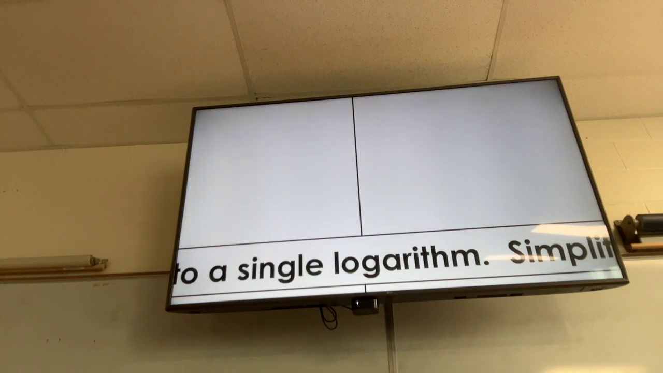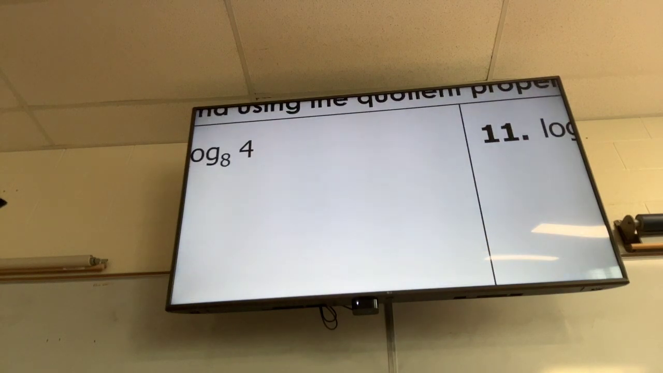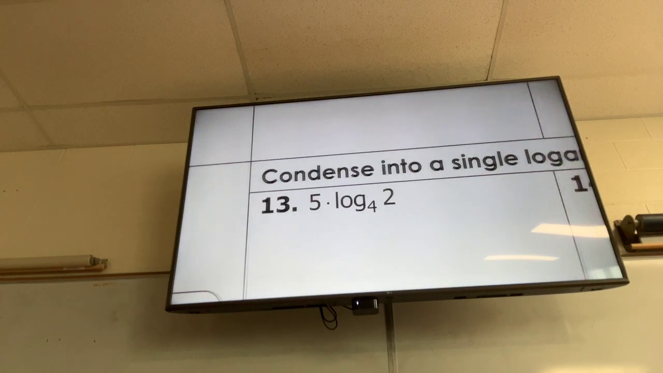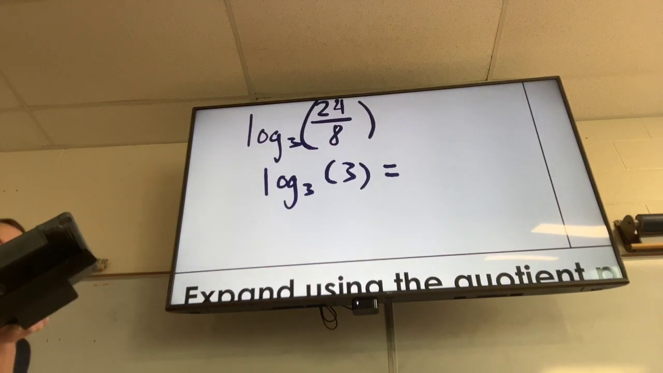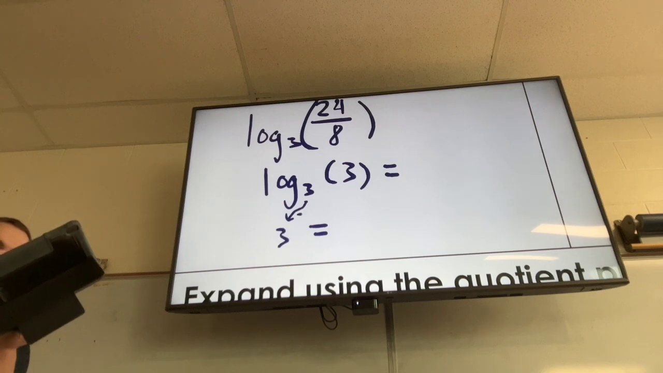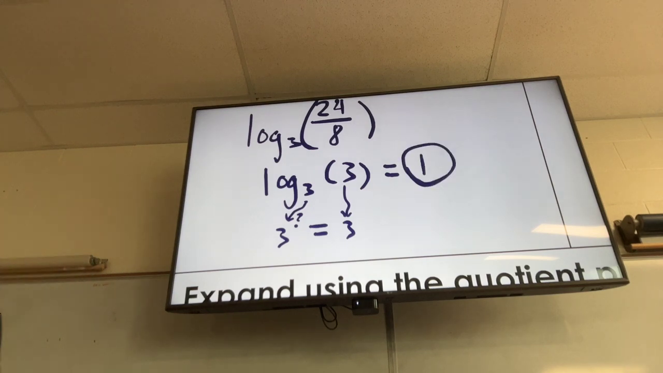All right, little review. Here's how we do this. To evaluate a logarithm, we draw an equal sign, right? We put the small number on the left with a question mark exponent, big number on the right. 3 to the what equals 3? 1, there you go.